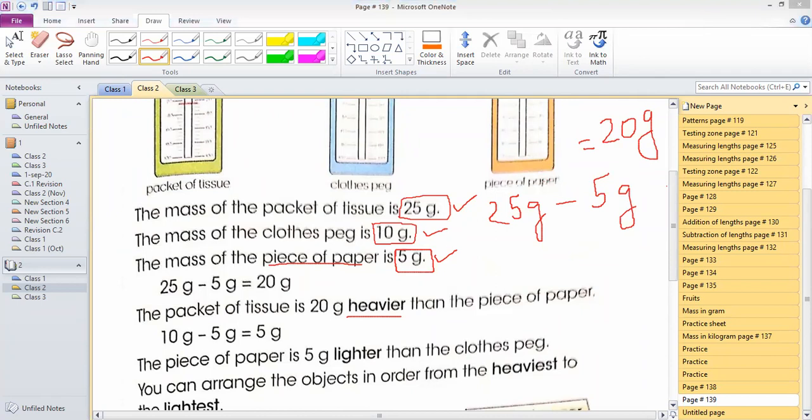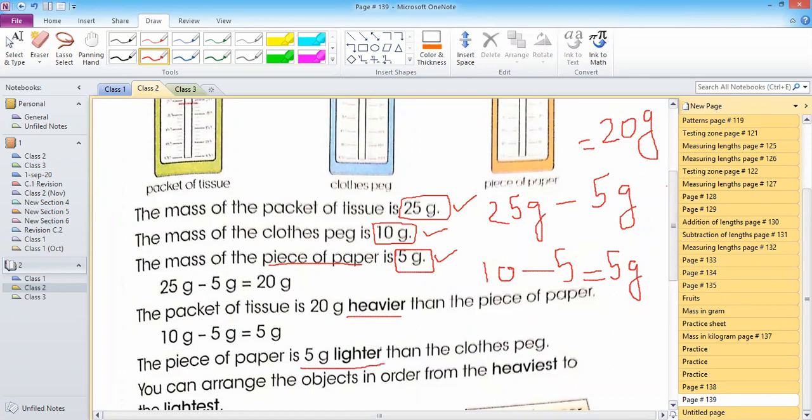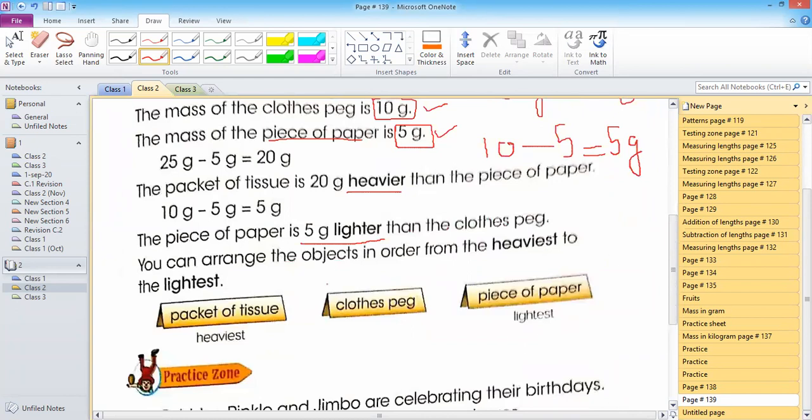Then, what you will do? You have to find out now how much lighter a piece of paper is than the cloth bag. To find out that, you will do subtraction. To find out the difference, write the bigger number first. 10 minus 5 is equal to 5 gram. So you will say, sir, the piece of paper is 5 gram lighter than the cloth bag.